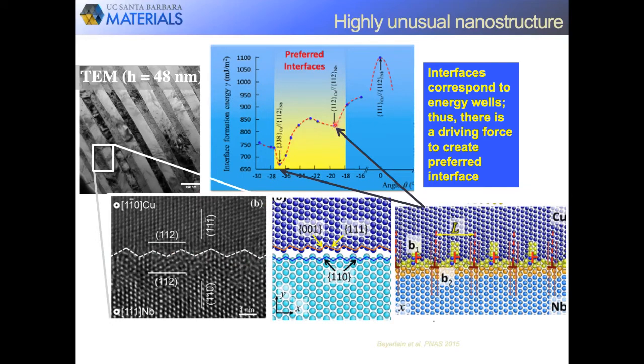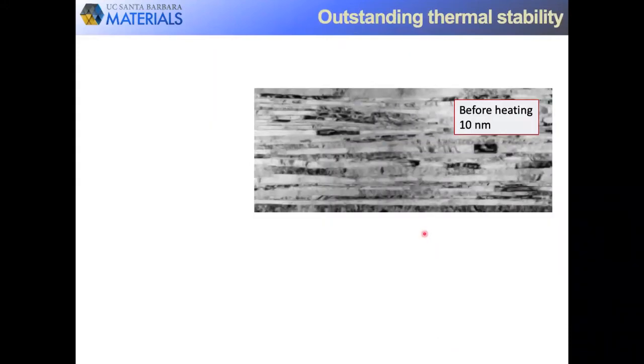So what that means is that these interfaces that are found in the ARB nanolayer composites lie in an energy well. So they're stable. So there must be some driving force to create this preferred interface. Now, establishing that we have low energy interfaces in this material, it would suggest that this material would have some stability to elevated temperatures.